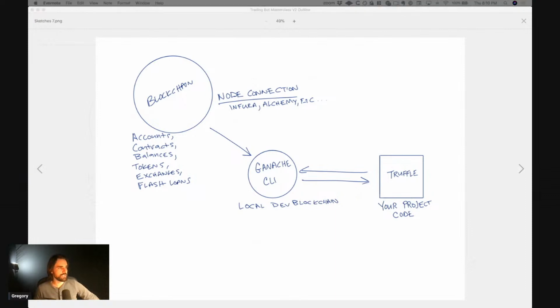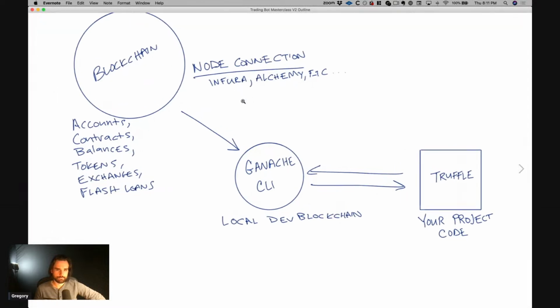Let's talk about the environment that we're going to do this in. Before, I was talking about how we're going to use a sandbox environment. So how does this work? Essentially, we are going to use a test blockchain on our computer that's going to point to the main blockchain.